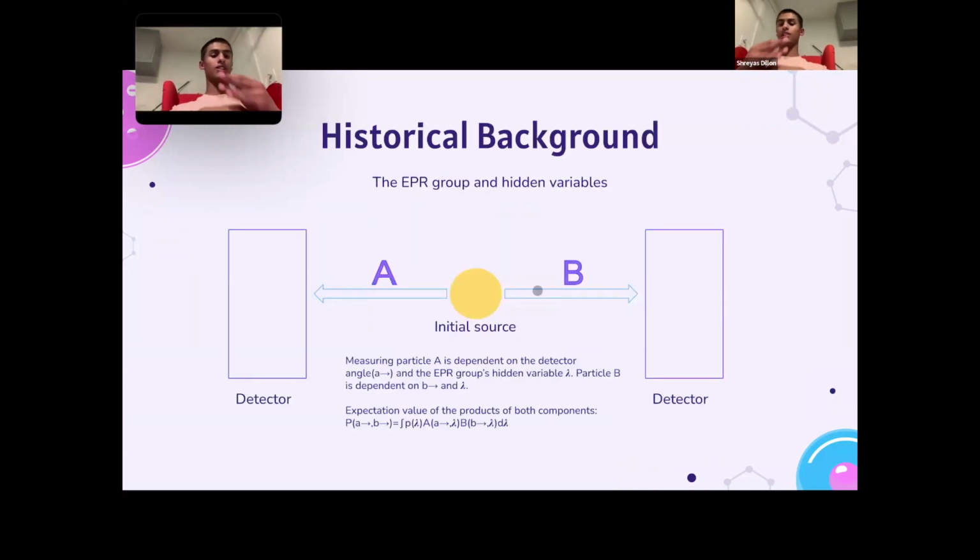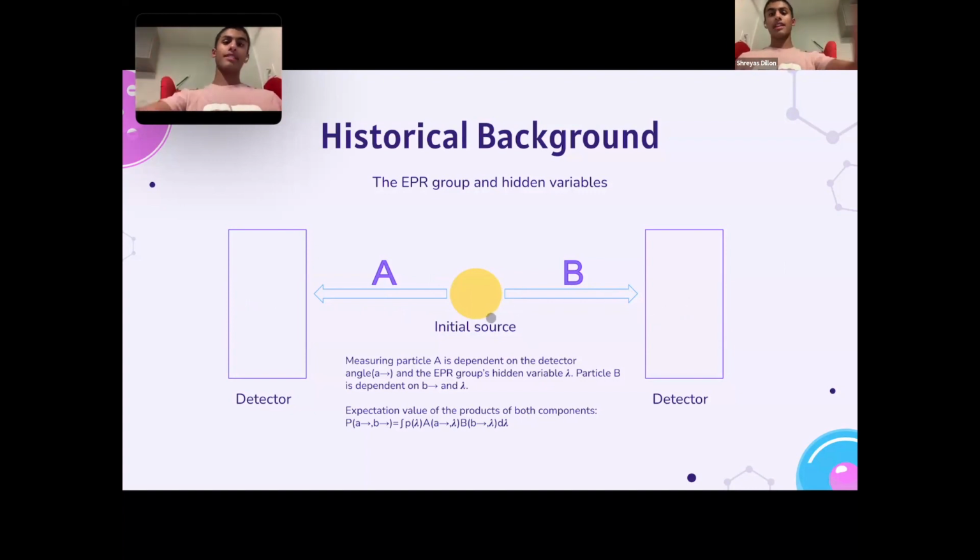This is where we're going to go a little bit more in depth into the EPR group's formulation of their claim for hidden variables. So in this very generalized experiment of what they did, they had an initial source that produced two different particles, particle A going left, and particle B going right. And then on either side, equidistant, there were detectors that detected these particles.